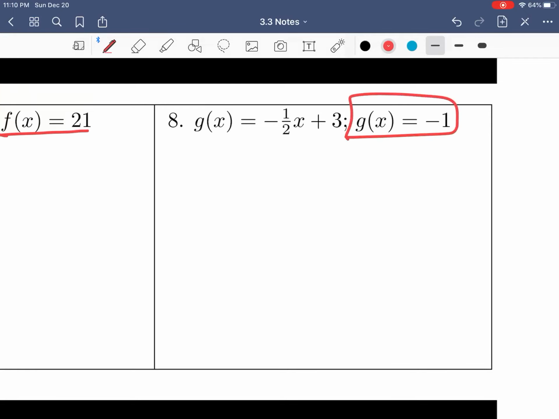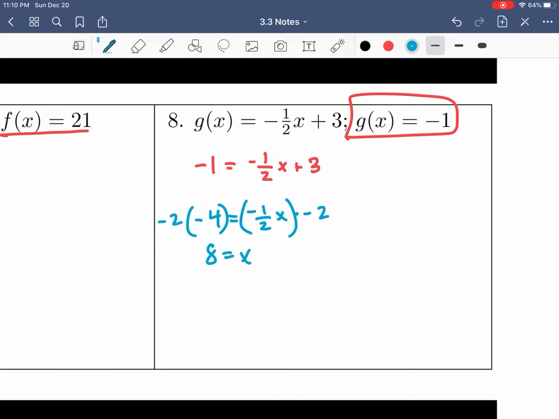Okay, last one here. G of x equals negative 1. So I have negative 1 equals negative 1/2 x plus 3. And I'm trying to figure out what that x needs to be. I'm going to subtract 3 from both sides, which leaves me with negative 4 equals negative 1/2 x. I'm going to multiply both sides by negative 2. That's going to leave me with positive 8 equals x. Should be good. If I plug 8 in here for x, negative 1/2 of 8 is negative 4, plus 3 would be negative 1.